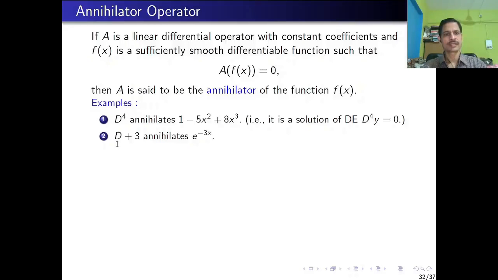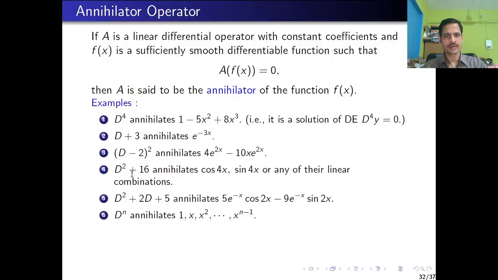Similarly, D plus 3 annihilates e raised to minus 3x. You can easily check that, because D applied to this will give us minus 3 e raised to minus 3x, and 3 when multiplied to this gives 3 times e raised to minus 3x. So the two terms cancel and we get 0. Similarly, (D minus 2) whole square annihilates this particular term. Also, you can easily check that D square plus 16 annihilates cos 4x, sin 4x, or any linear combination of cos 4x and sin 4x.